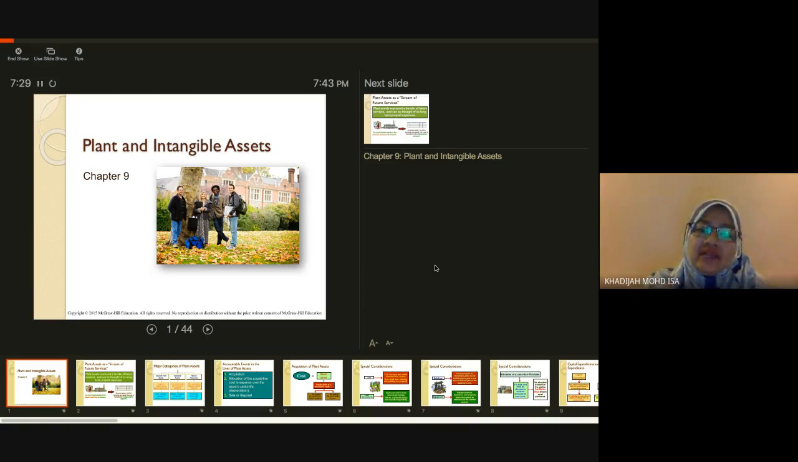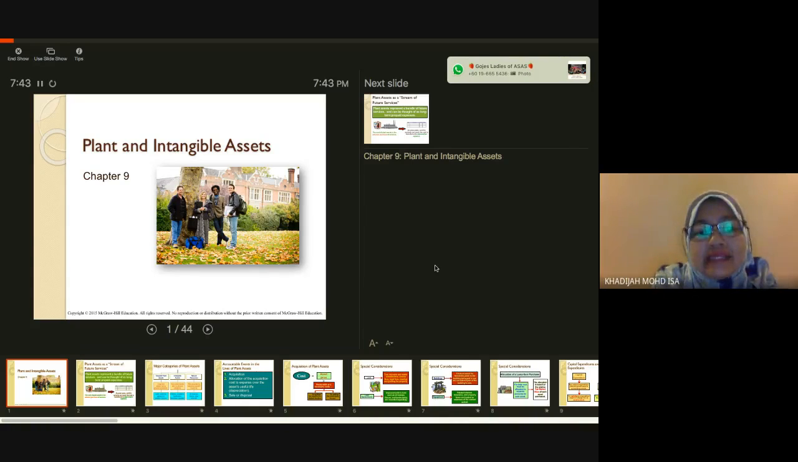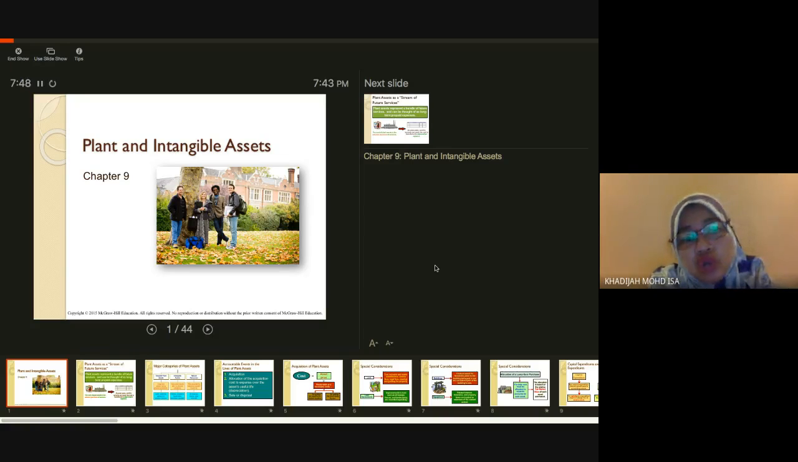So the other set of assets is what we call plant and intangible assets. Sometimes we call it a fixed asset, which means that it's permanent. You cannot move it from one place to another. So in this topic, we're going to look at how you are going to record the plant and intangible assets, and then how you're going to value the asset at the end of the day.